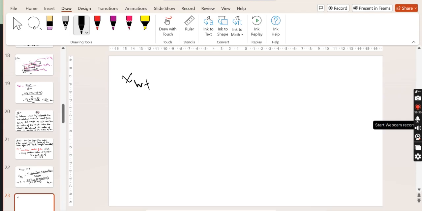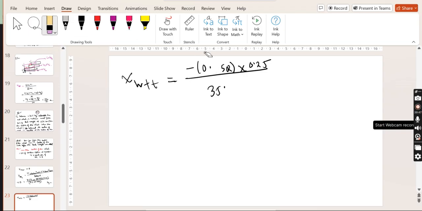So the center of mass of wheel plus tire would be minus 0.0502 into 0.25 divided by 35.502, which will be minus 0.354 meter.